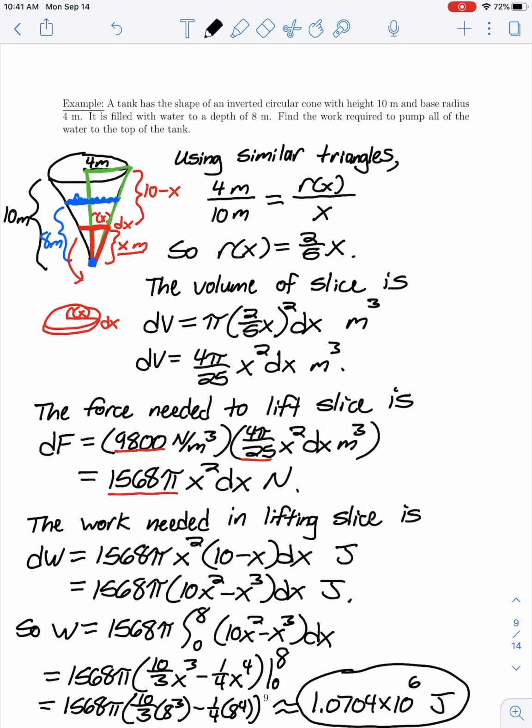So in that last step, it's probably helpful to make use of a calculator to simplify that arithmetic. And if we round this value, so if we don't want to express this in terms of pi, but if we want to get an approximate value, we find that this work is approximately 1.0704 times 10 to the 6th joules, or approximately 1.07 million joules.